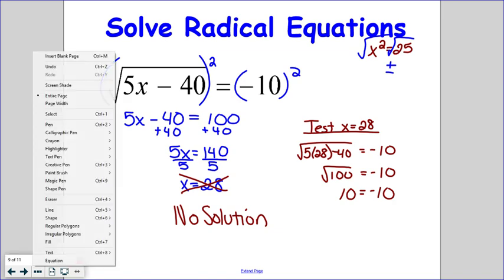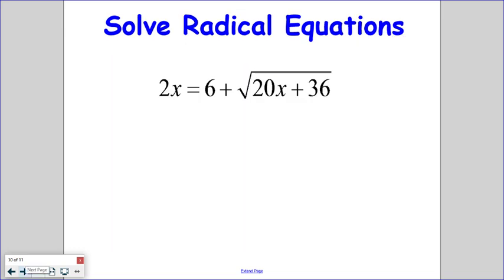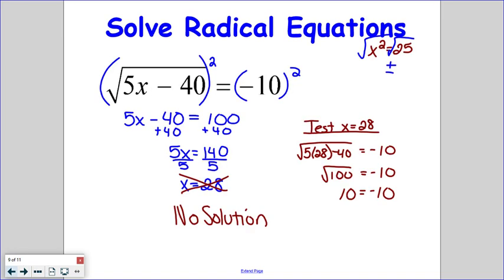Okay. I have one more for us to look at here. 2x equals 6 plus square root of 20. Ooh, before we do that, can we back up here real quick? Did anyone look at this problem and know that it was going to be no solution before we started? Maybe. Now, can you look at this problem and see why it would be a no solution before we start? Is it acceptable to see that and say no solution?